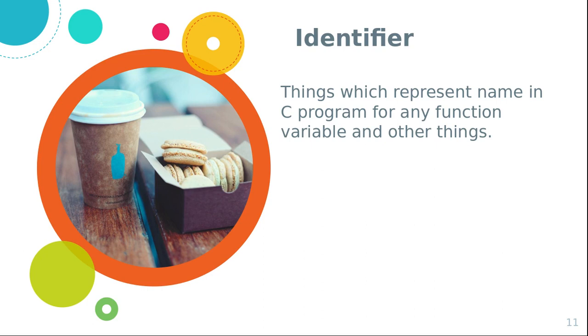Now before moving to our class, let's discuss what an identifier is. For example, if you want to identify people in a crowd by name, you call them by their name. If there are four or five people with the same name, you call them by their dressing sense, or if someone wears specs, you call them the specs person. Similarly in C, an identifier is the thing which represents a name in a C program for any variable, function and other things.